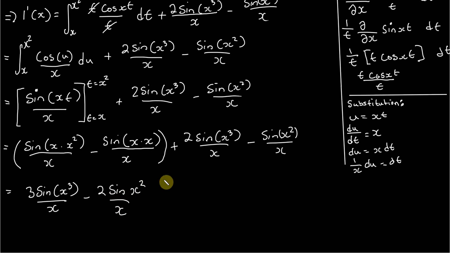And we could keep it like this, but we can simplify it further actually. We just pull out a 1 over x. And what we end up with when we do that is we get 3 sine x cubed minus 2 sine x squared. And we are done.